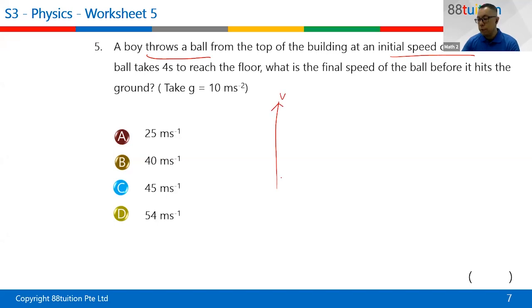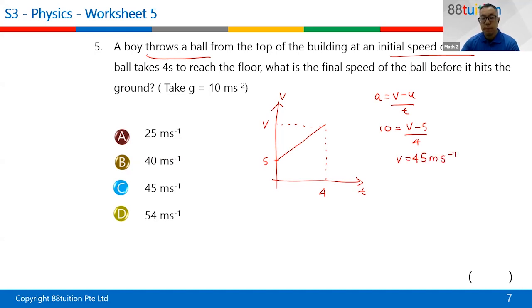Next. Now you throw a ball, but it has an initial speed of 5. So in my speed time graph, you can no longer start from the origin, but it starts from 5. Again, A equals V minus U over T. 10 equals V minus 5 over 4. V is 45 meters per second. Therefore, the answer is C.